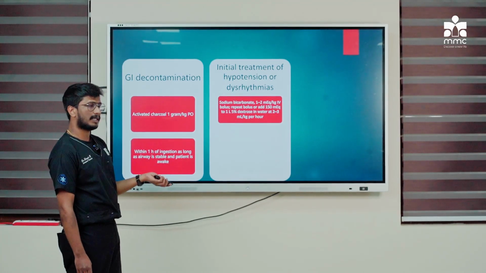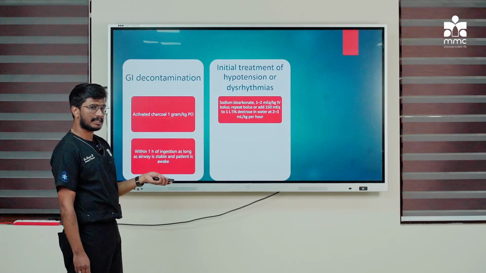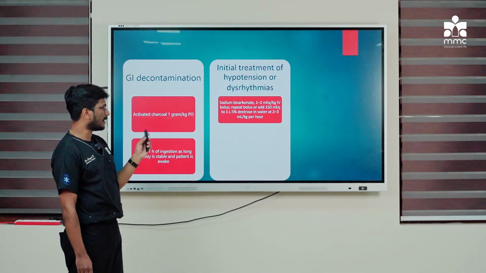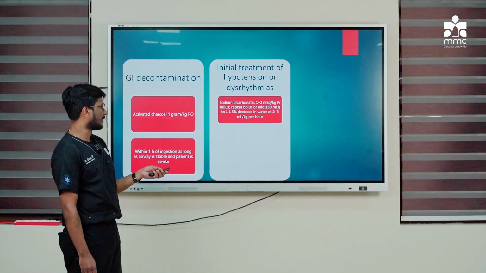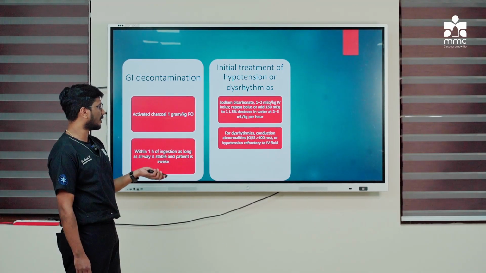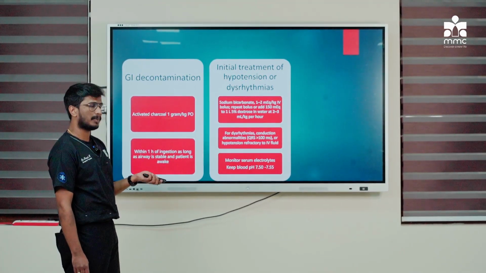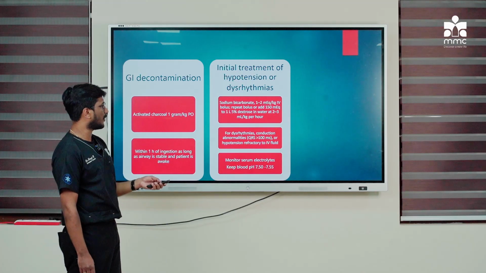Sodium bicarbonate has only a few indications. One of the indications is sodium channel blocker toxicity. So for dysarrhythmias, that is conduction abnormalities, QRS more than 100, we can give IV fluids, and we have to monitor serum electrolytes and also keep the blood pH 7.5 to 7.55.